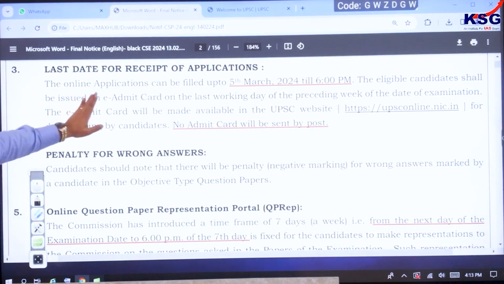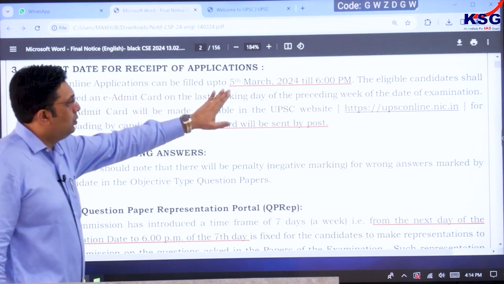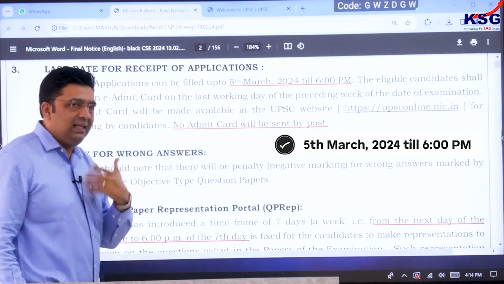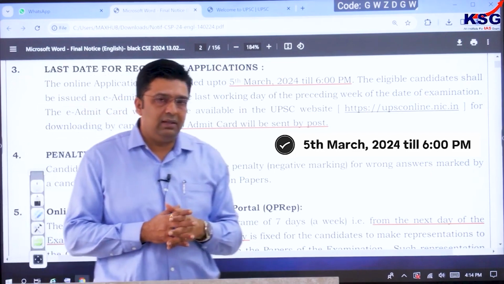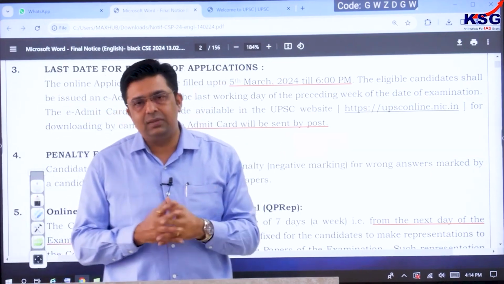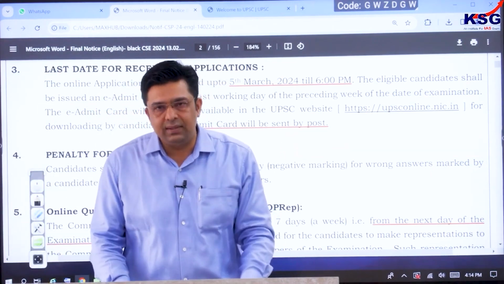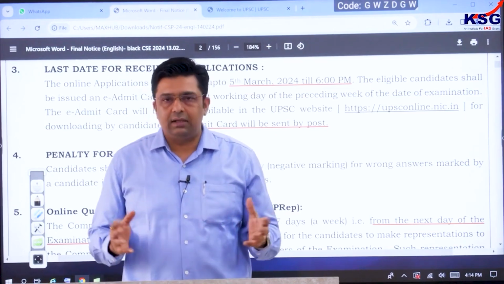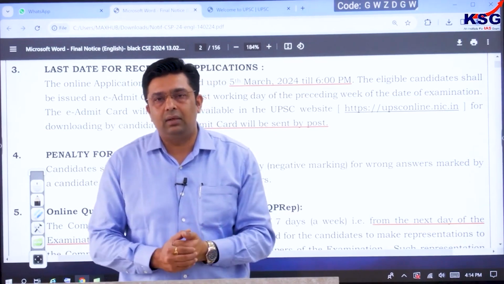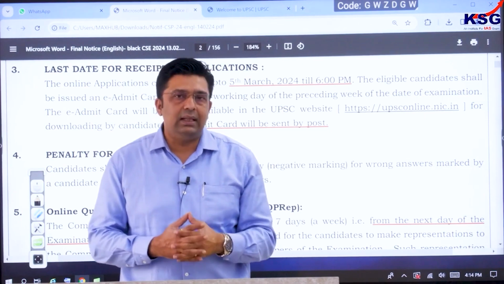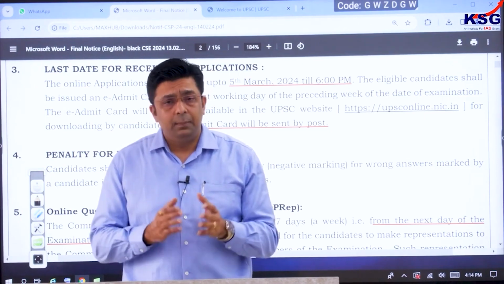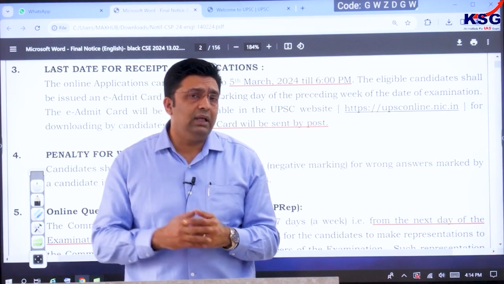Now, the online application can be filled up to 5th March. So that is the last date. I would not suggest you to wait till 5th March. Basically, the centers also जो होते हैं, they have got limited seats. And if at all the seats are filled up, you may be given another center altogether. So I would suggest that hurry में नहीं भरना है, but at the same time do not wait for the last date.